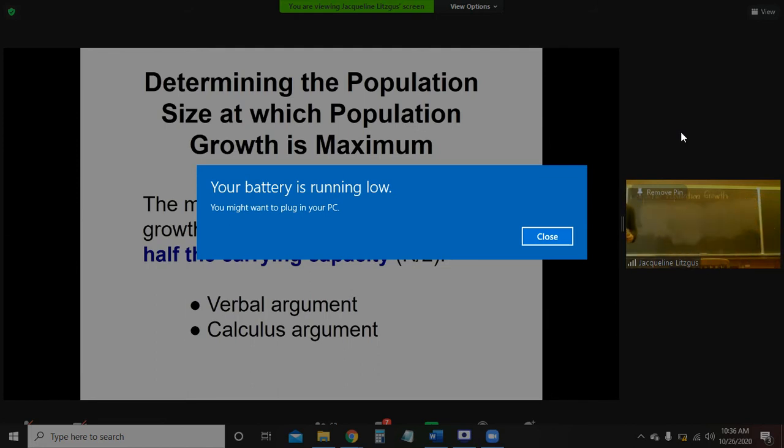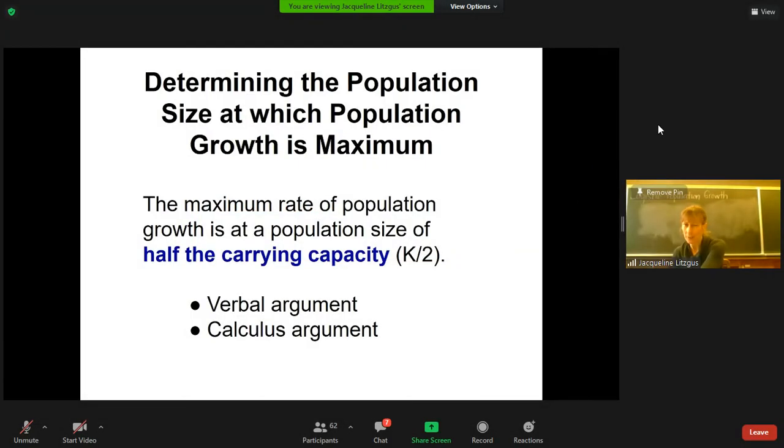I don't know if you remember this, for those of you that have had calculus. I think everybody must have had calculus to be able to get into this course. If you want to find where the maximum of a function is, the way you do that is to take the derivative and then set it to 0. That's a calculus rule. So if you want to find the maximum growth rate, then you need to take the derivative with respect to N and set it to 0. So we're going to do that.